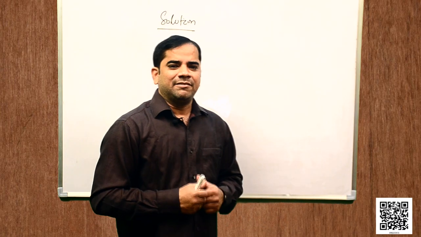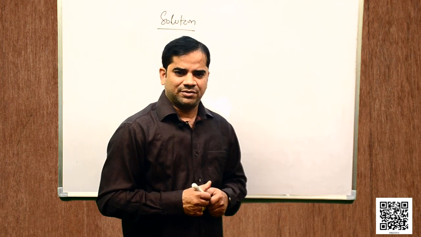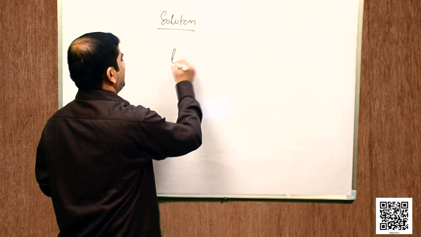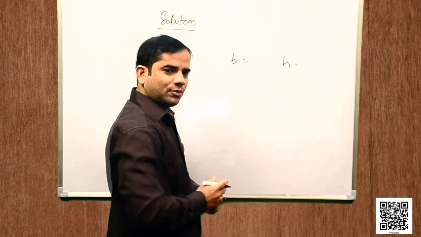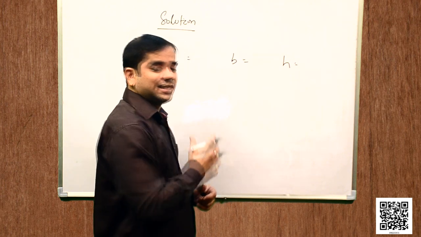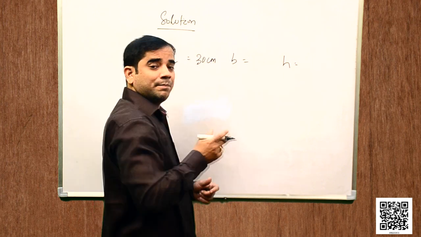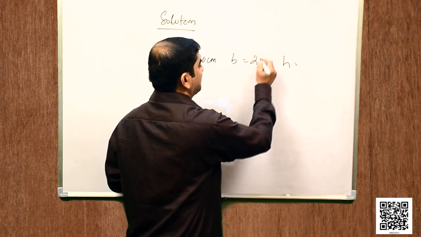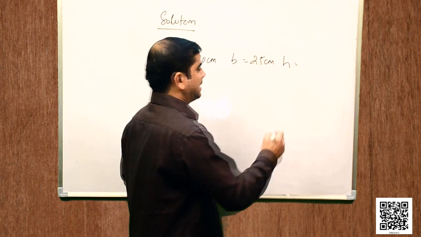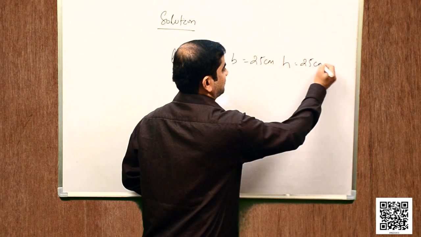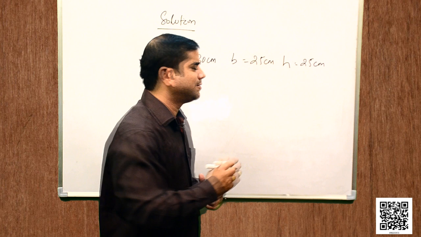As per the given data, the dimensions of the greenhouse, that is L, B and H, are: length is given as 30 cm, breadth is given as 25 cm and height is given as 25 cm. Fine. So, what is the total surface area of the greenhouse?